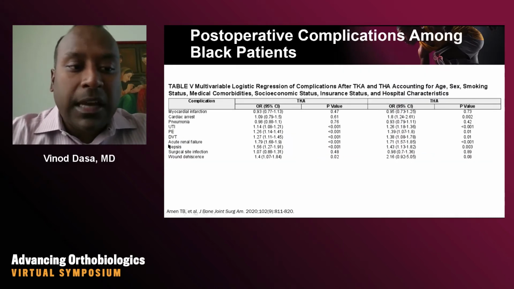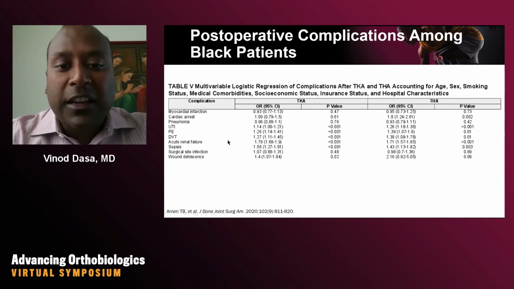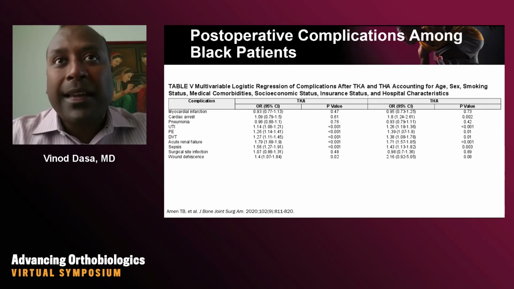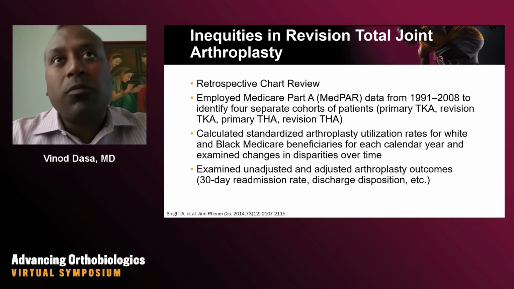If we do a deeper dive into those complication rates, what do we see? If you look at UTI, PE, DVT, renal failure, sepsis, we see a significant difference in our non-white patients compared to our white patients, even after controlling for all the variables that you see here: age, sex, smoking, medical comorbidities, and so on and so forth. So there's inherent bias within the system that goes well beyond the actual biology when we try to explain what's going on.